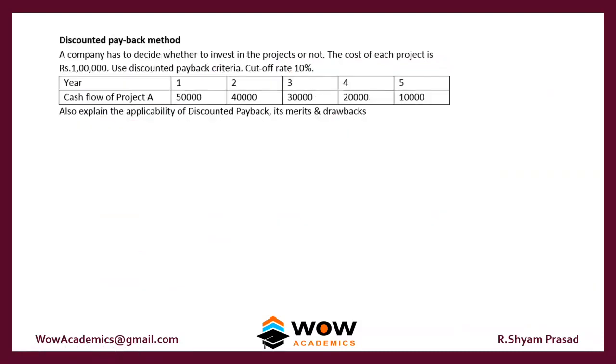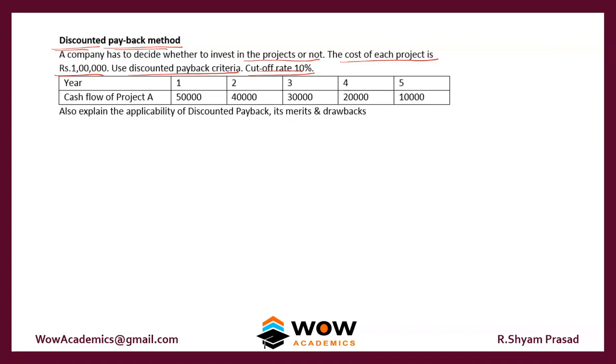So we have a next problem. It's called the discounted payback method. It is a usual payback sum, but here we have a discounted element to be added. So we'll see how this method works. The company has to decide whether to invest in projects or not. The cost of each project is 1 lakh. Use discounted payback criteria. The cutoff rate is 10%.